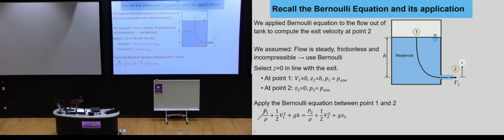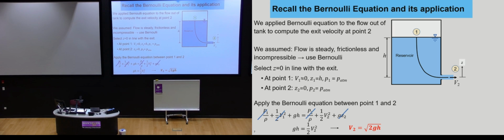We can then start to cancel all the terms that are either 0 or equal. The pressures cancel because they're both equal to atmospheric. The velocity v1 is equal to 0, which is what we did before. And z2 is equal to 0 because that's where we set our datum point. So we get this very simple expression for the velocity: gh is equal to half v2 squared. We rearrange it, and v2 is equal to the square root of 2gh.